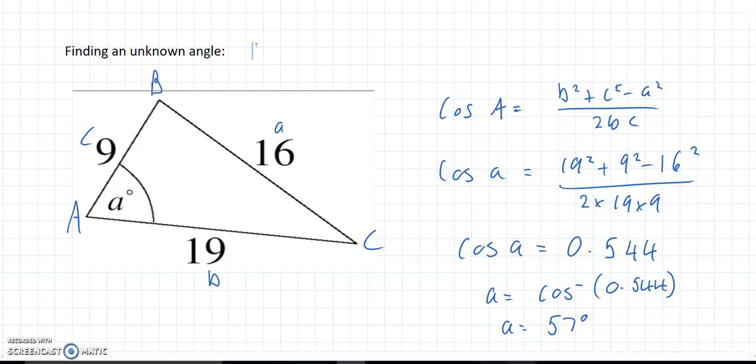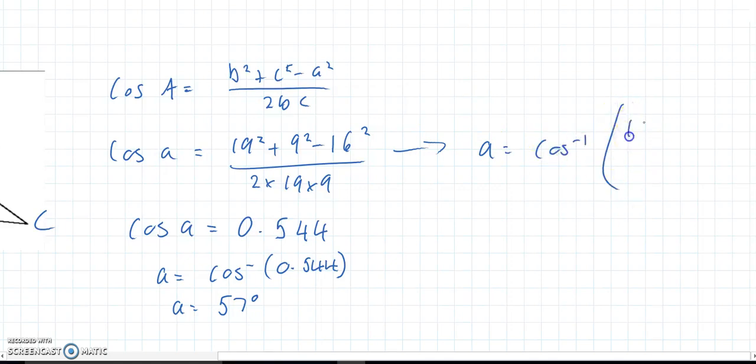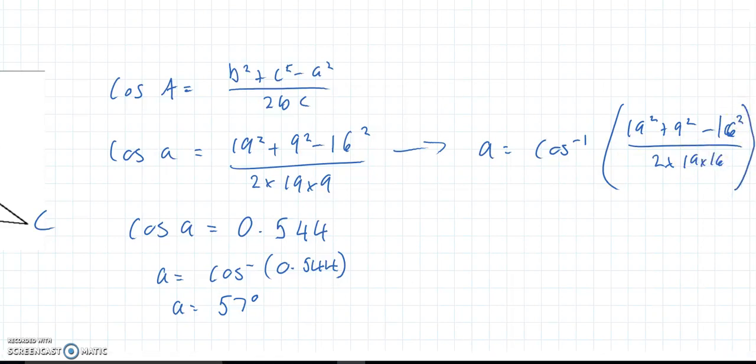Now, note, you can also see the working written out as this. So from here, you might see that A is equal to cos inverse of 19 squared plus 9 squared take 16 squared over 2 times 19 times 16. And it would be that sort of thing you would see in a multiple choice exam, where given options for A, they give you a whole series of different cosine rule ones, and you have to pick which one has the right numbers in the right space, for example.